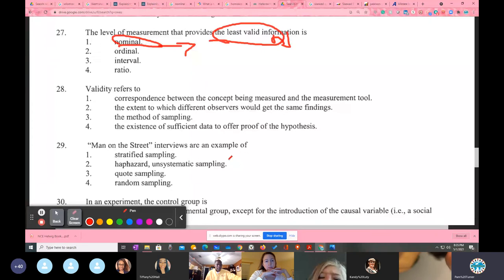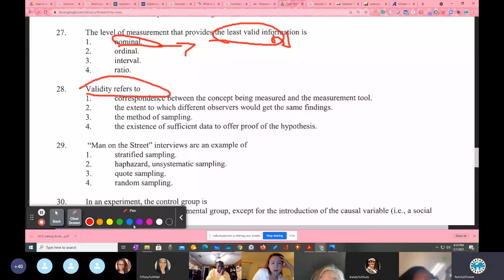28, validity refers to what? One, the correspondence between the concept being measured and the measurement tool. Two, the extent to which different observers could get the same findings. Three, the method of sampling. Four, the existence of sufficient data to offer proof of the hypothesis. Validity. What does validity refer to?